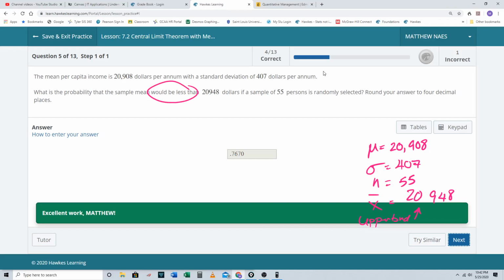Next, I'm going to do chapter 8.1. And it's a lot easier. It's just like 2 or 3 formulas. So go ahead and get 7.2 done and then look at 8.1.